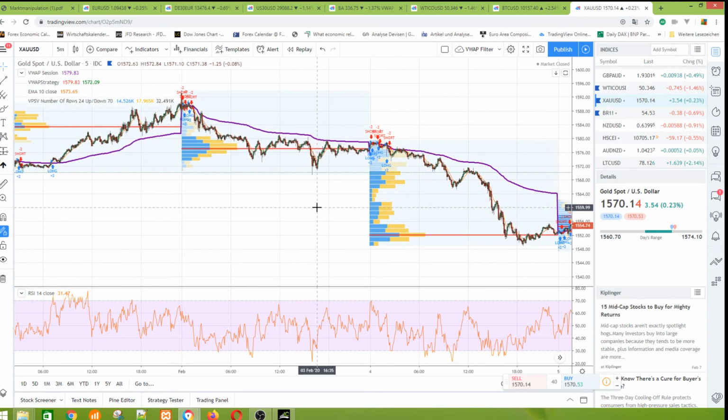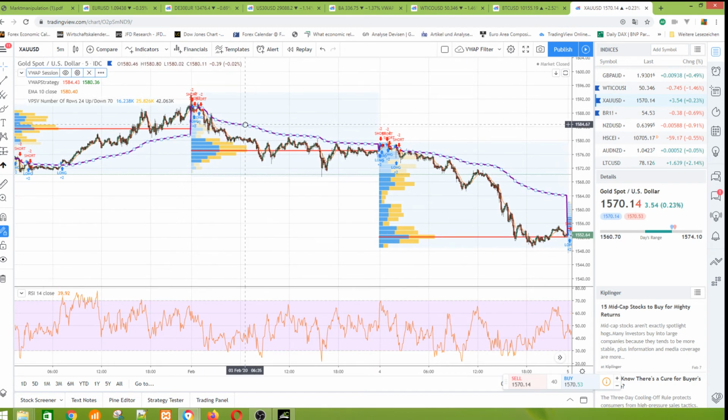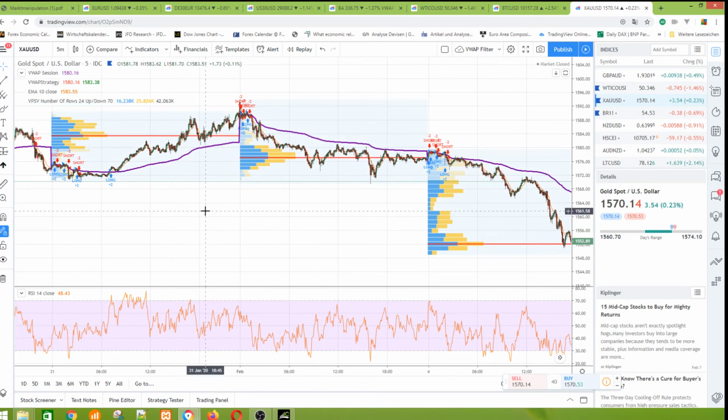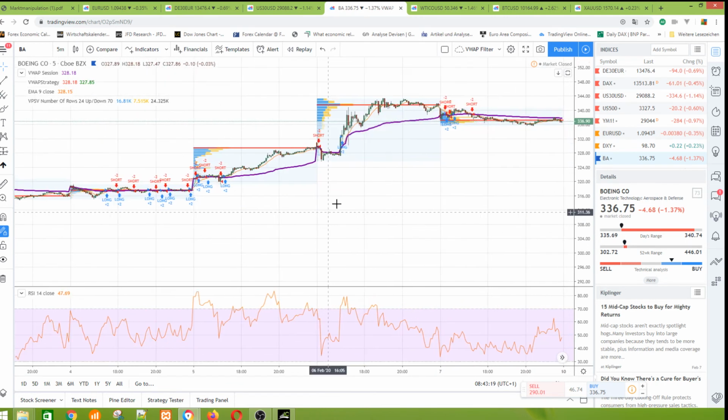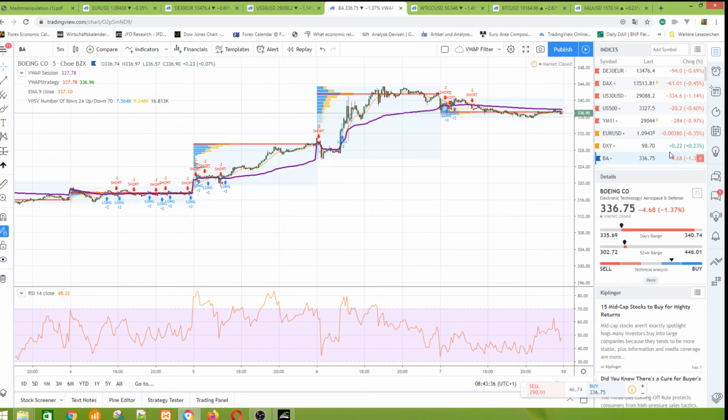I will program a MetaTrader 5 algorithm to test these situations. It seems that this VWAP strategy is far much better with gold, with Bitcoin, and with oil, and with, how do you say, single Aktien, I don't know how they are called, with single assets as Boeing or others.